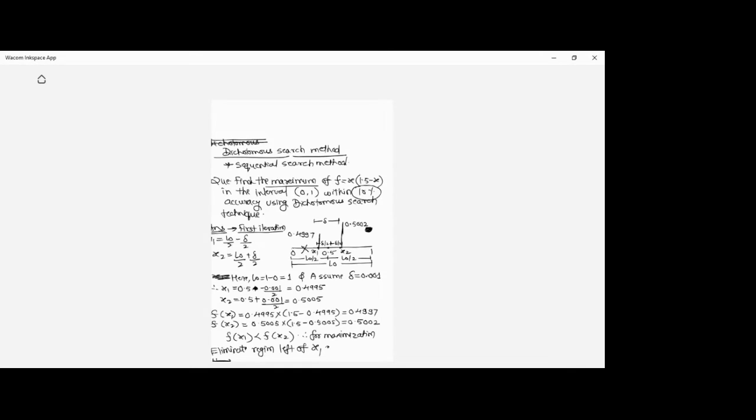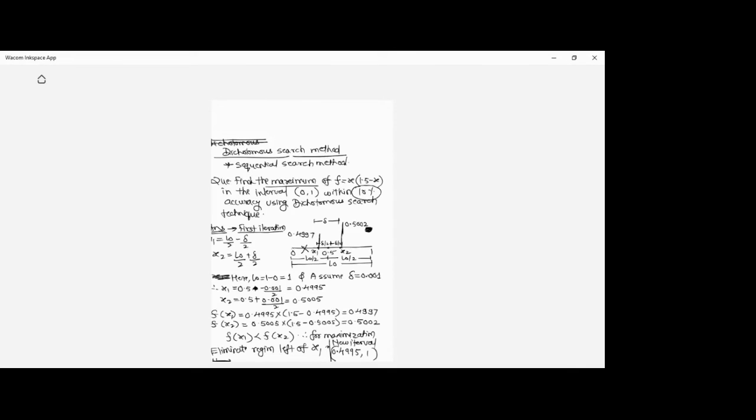I guess this is not visible. New interval. The new interval that we are going to get is from 0.4995 to 1. So this is our new interval, because we have eliminated the region left of x1, right? But x1 is still there in our consideration.